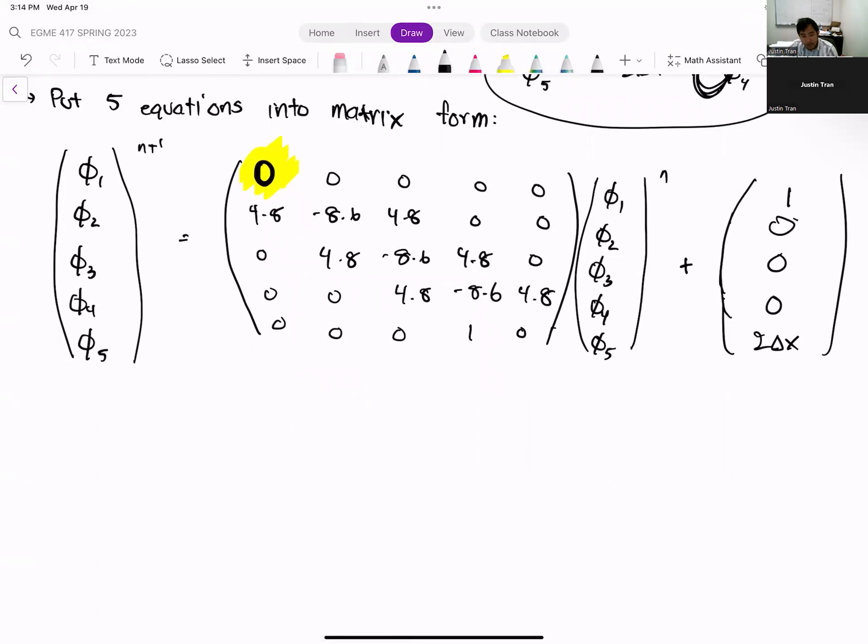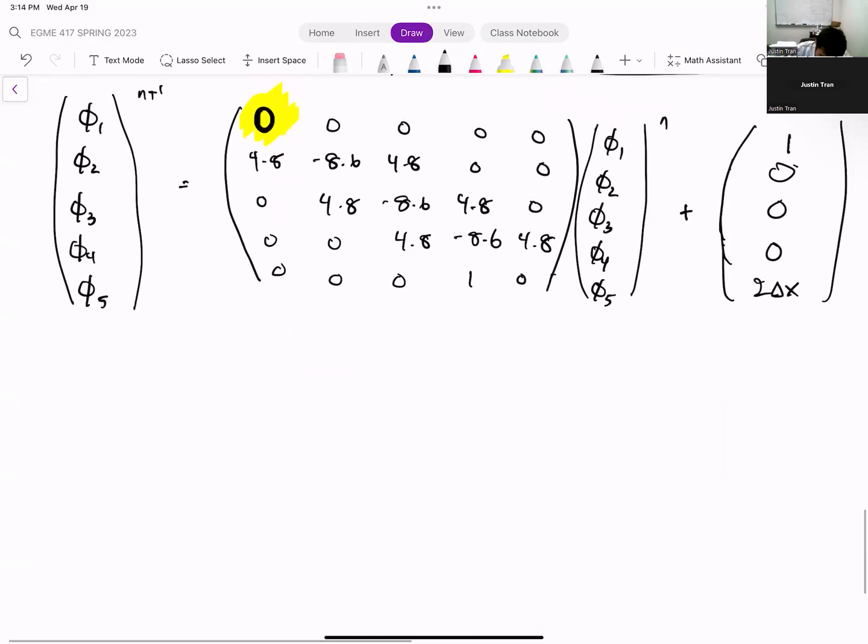The reason I'm reminding you how to put this in matrix form is I want you guys to know how the time advancement happens. So for the first time advancement, we're going to plug in the initial conditions for the phi n's.